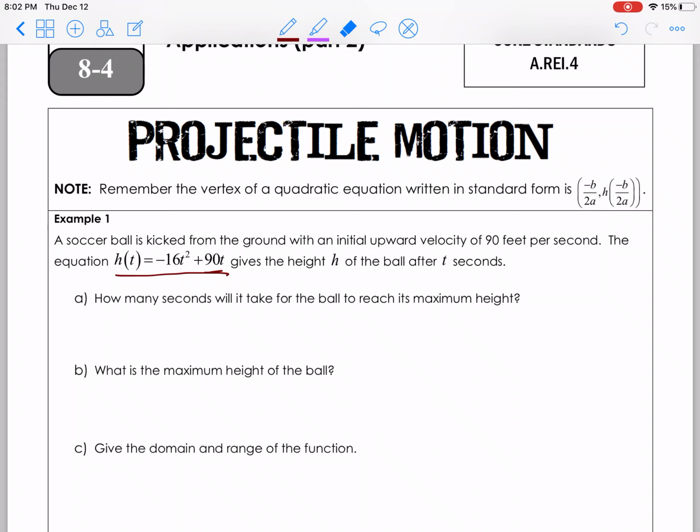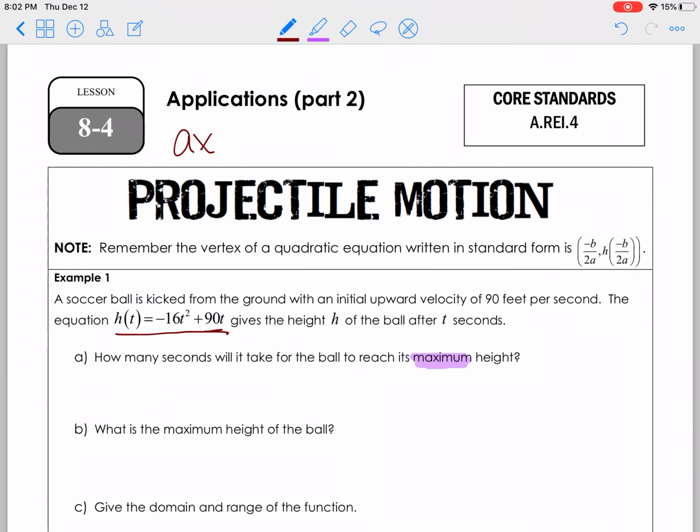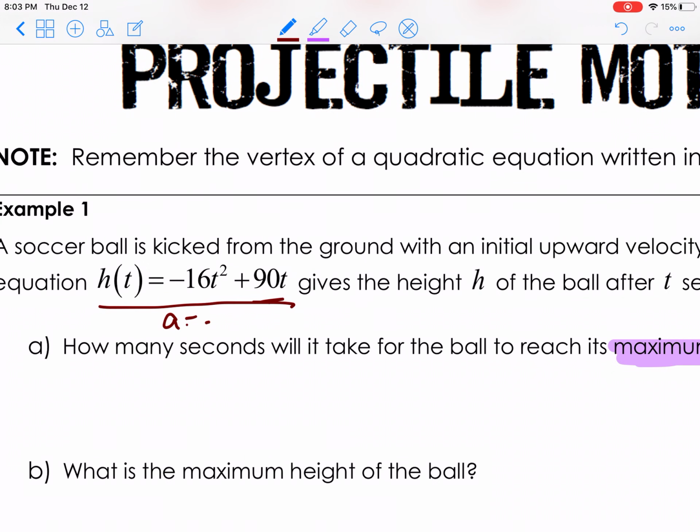How many seconds will it take for the ball to reach its maximum height? Okay, maximum is key. It's super helpful because maximum is something that we can find using a quadratic equation. Just remember that in standard form, the quadratic equation looks like ax squared plus bx plus c equals 0. So when I refer to an a or a b or a c, I'm talking about the quadratic in standard form. A is the coefficient of the quadratic term, b the coefficient of the linear term, and c is the constant.